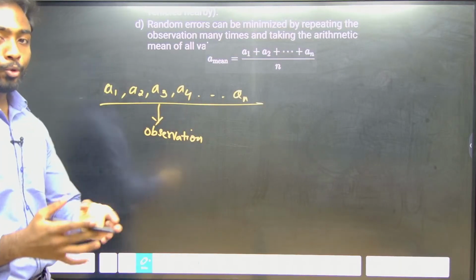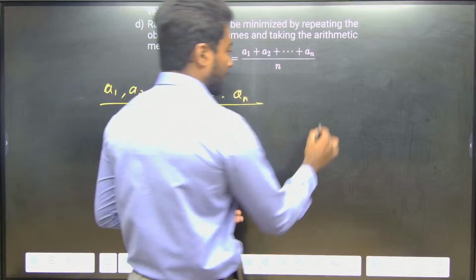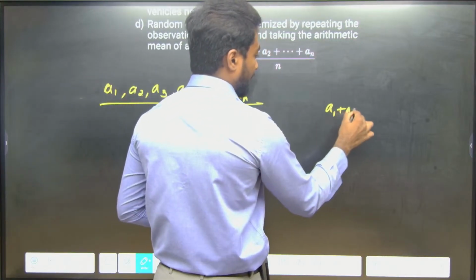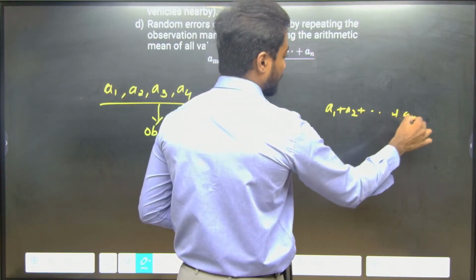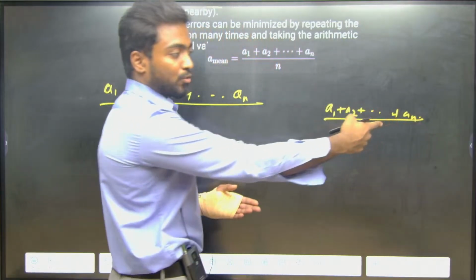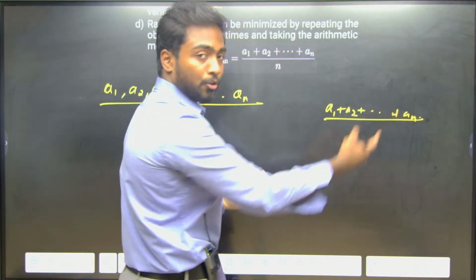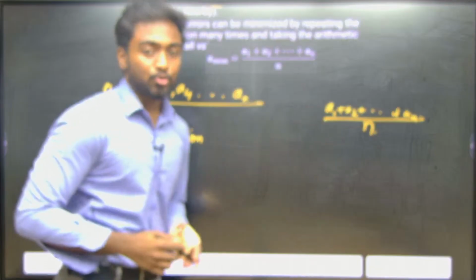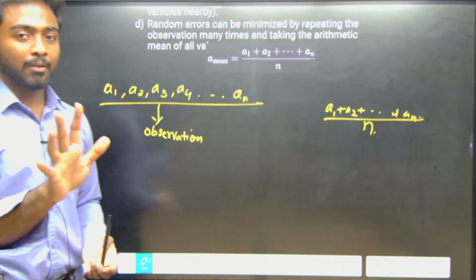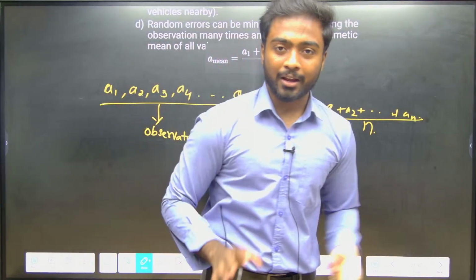So you know how to take the mean, right? Mean is nothing but A1 plus A2 plus up to AN, divided by how many values you have taken. That many values you have taken, that many times you should divide. 5 values you have taken, divide by 5. 7 values, divide by 7. 10 values, divide by 10.